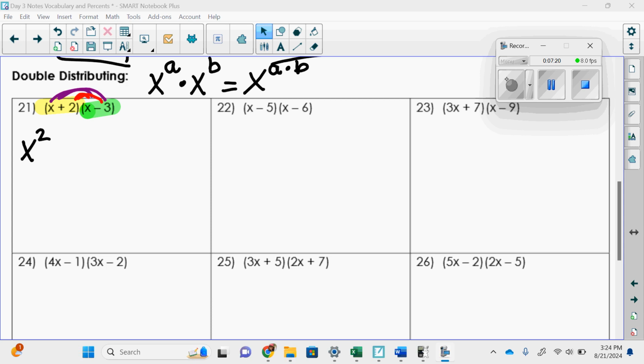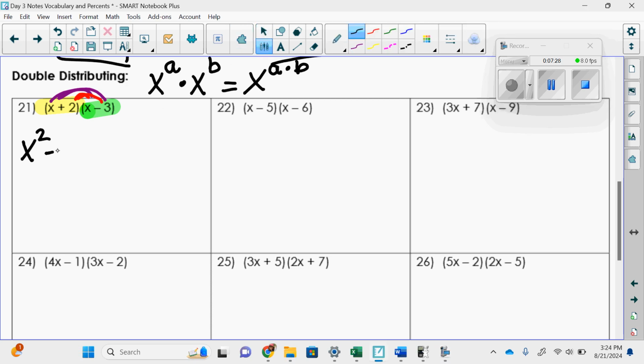All right, continuing on. So to recap, x times x gave us x squared. X times negative 3 gives us negative 3x. And now we're going to distribute in that 2. So 2 times x gives us positive 2x. And then 2 times negative 3 gives us negative 6. So again, we got the x squared minus 3x by distributing the x into the x minus 3. And then we got the 2x minus 6 by distributing the 2 into the x minus 3.